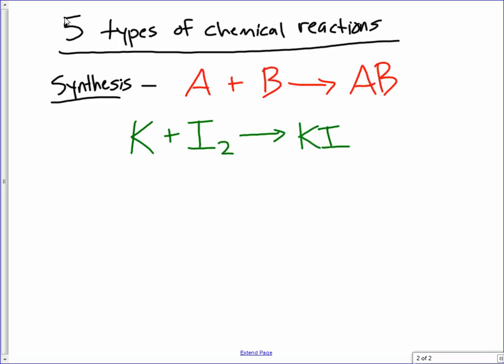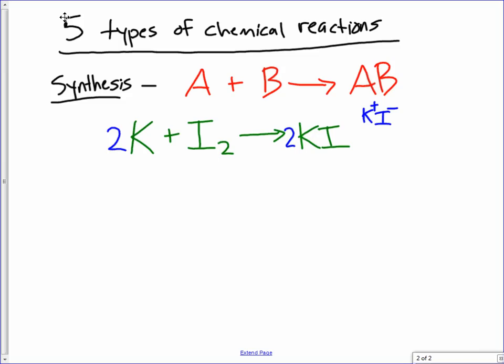So let's just do some scratch work over here. The charge on potassium, if we look at the periodic table, is a +1. The charge on iodine, since it's a halogen, is a -1. So we notice that we don't need subscripts. We're good just like that, KI. Now we just need to balance the equation. So to do that, we would put a 2 here and a 2 there, and we're balanced. So there's your basic example of a synthesis reaction.